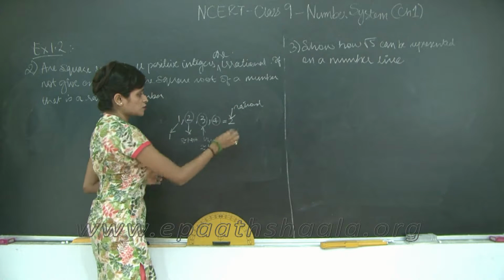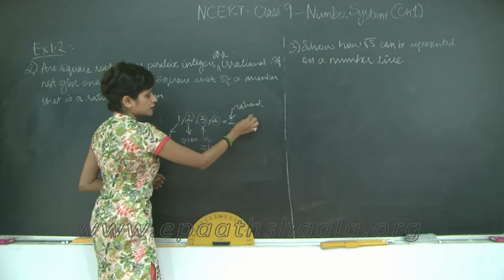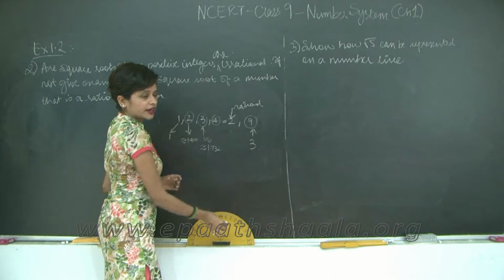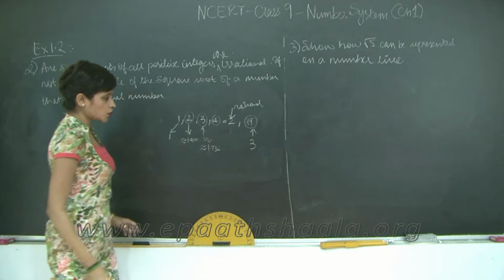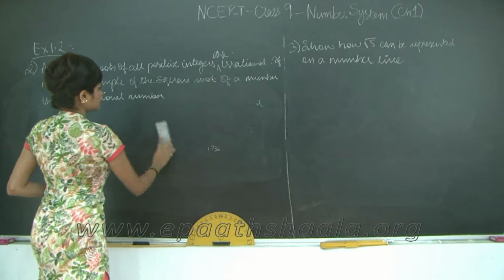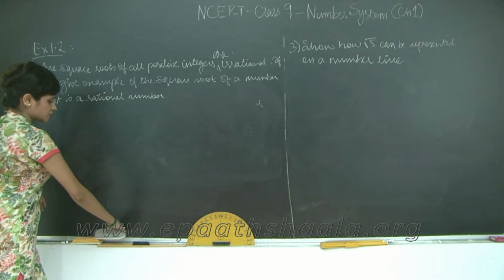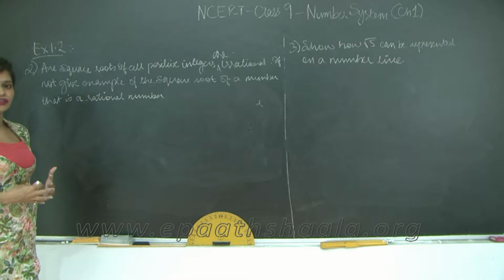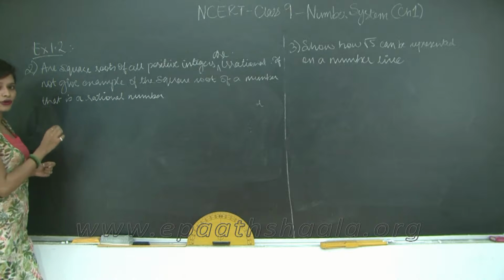There are other numbers also, for example, 9. The square root of 9 is 3, which is again a rational number. So not all square roots of positive integers are irrational. An example is 4, the square root of which is 2.